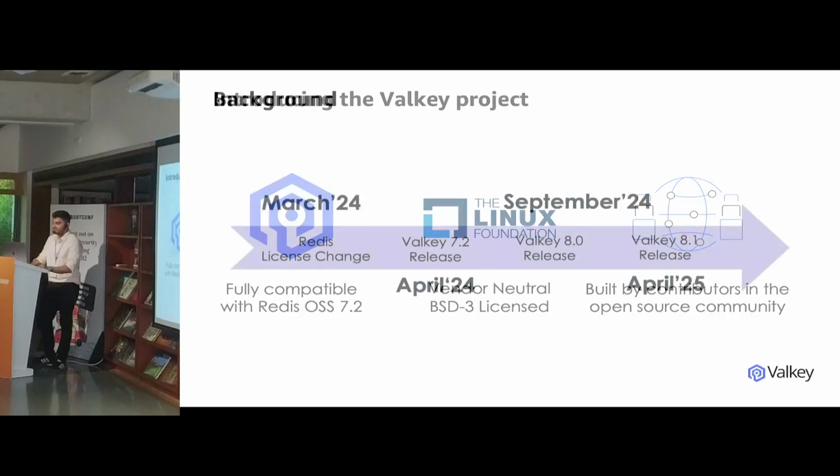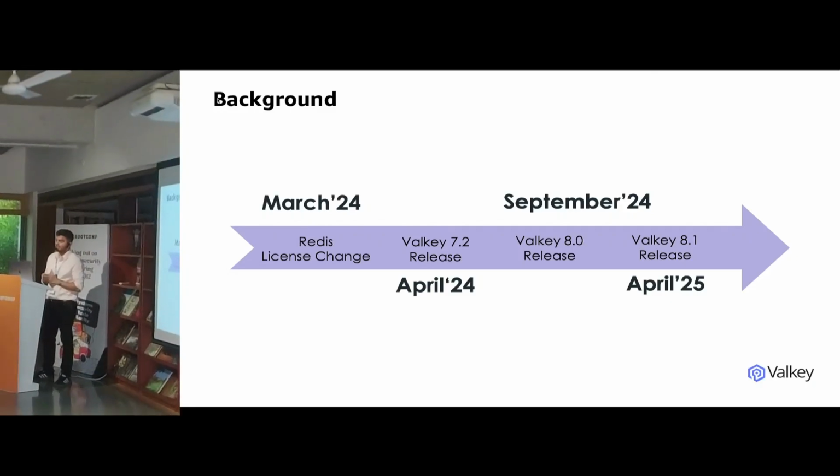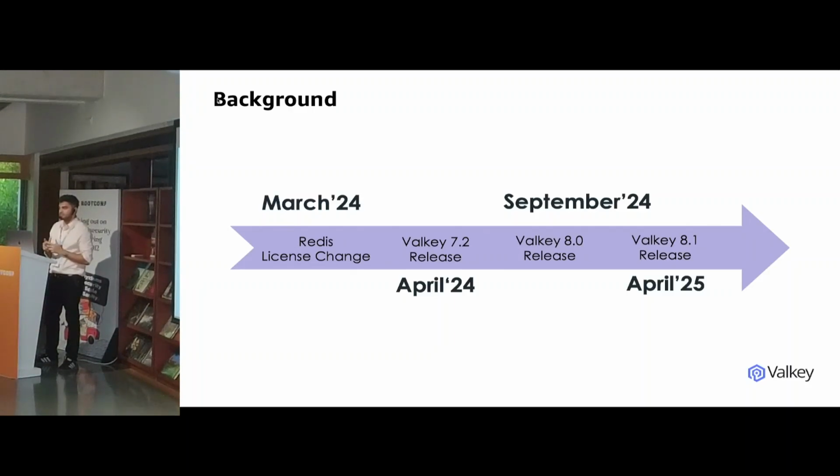community. So a brief history: Redis chose to change the license from open source to source-available back in March 2024. And then the community members decided that we need an open source alternative to it. And then we decided to fork it. And since then, we have released 3 major minor versions. Recently, Valkey 8.1 was released in April 2025.